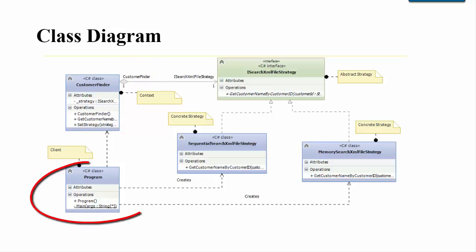And at the bottom, we have the client class that invokes the customer finder method, or the get customer name by ID method. And then first it sets the strategy, or the appropriate strategy on the customer finder, then invokes get customer name by ID, and that in turn invokes the appropriate method get customer name by customer ID on sequential search XML file strategy or memory search XML file strategy.